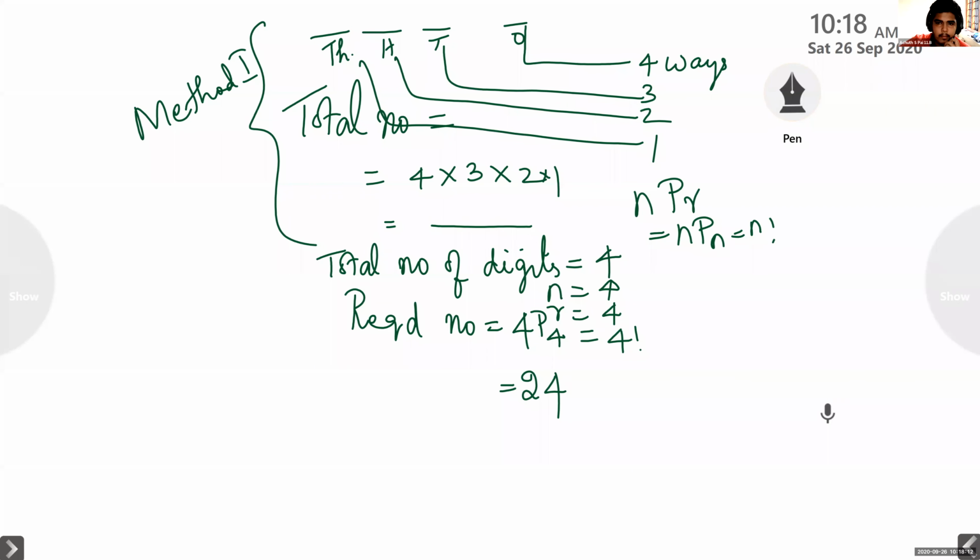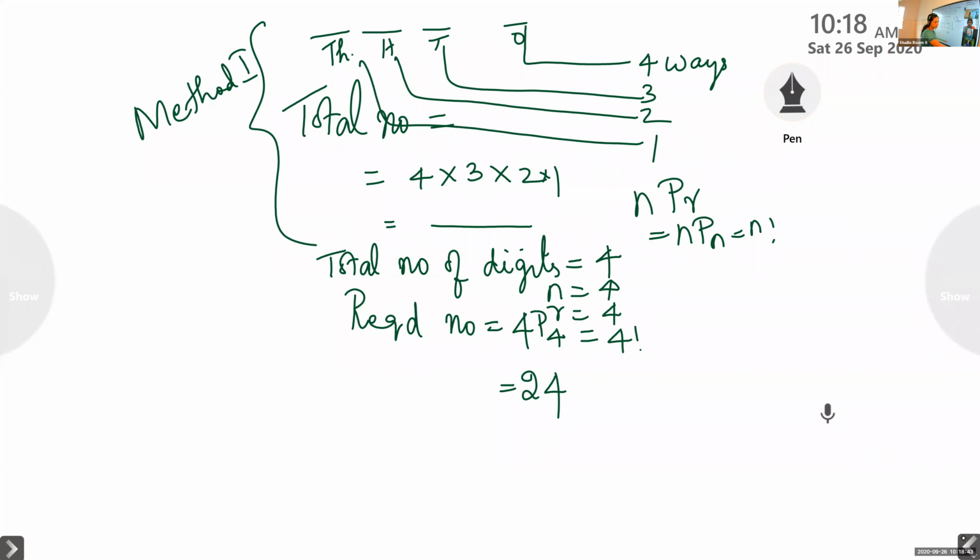Ma'am, normally will they ask us to do it in a certain method? Sometimes they ask using the principle of counting. Okay. If they specify using the principle of counting, then you have to do it in the first method. If nothing is mentioned, you can do it by using permutation or that way. Whichever you feel is easy, you can do that way. Is it okay?